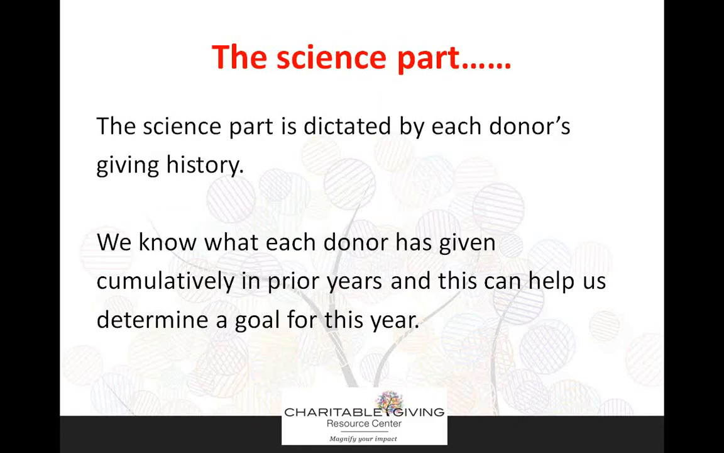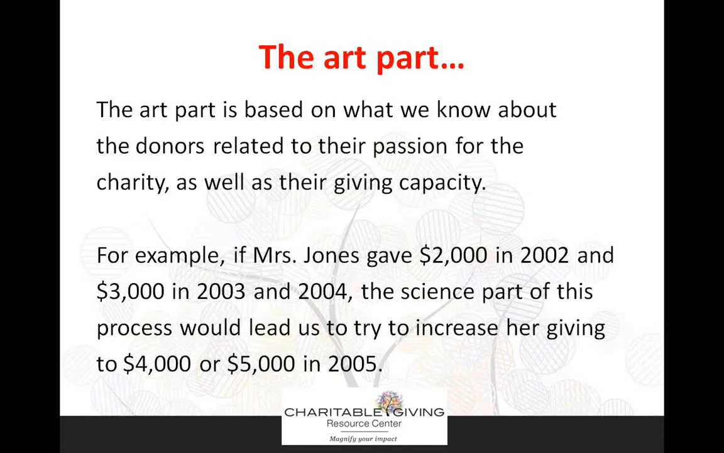The science part is indicated by each donor's giving history. Those are facts. You know what those numbers are. We know what each donor has given cumulatively in the past years, and this can help you determine what the goal might be this year. Gosh, Fred and his wife Lorna have given us $100 every year for 5 years. Maybe we need to ask them to increase that gift and see what happens.